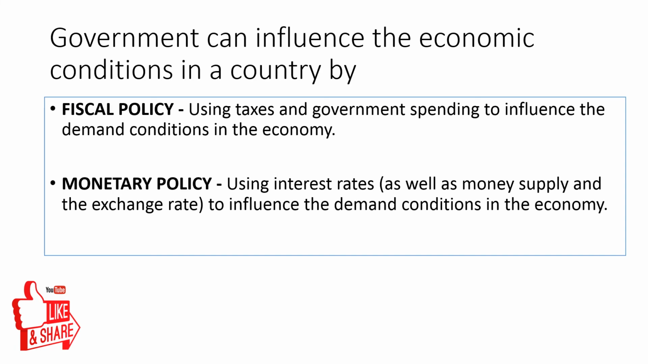Now, how can the government influence the economic conditions in a country? They can do this by two things: fiscal policy and monetary policy. Fiscal policy is using taxes and government spending to influence demand conditions in the country, and monetary policy is using interest rates as well as money supply and exchange rate to influence the demand conditions in the economy.